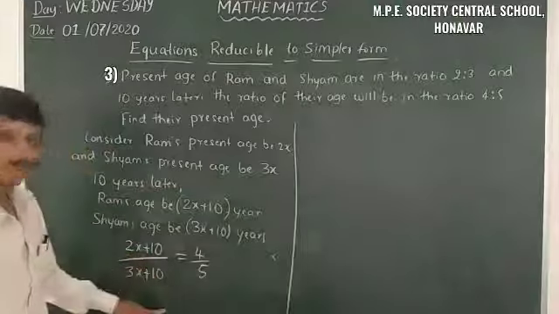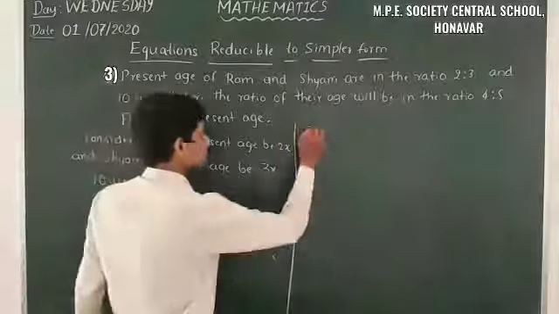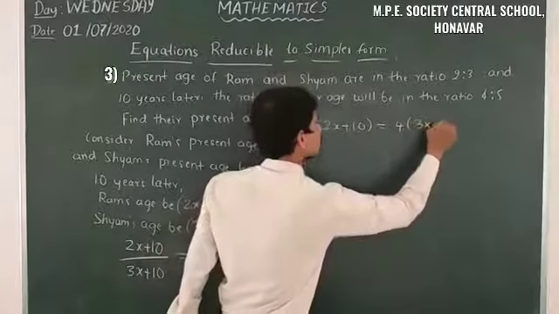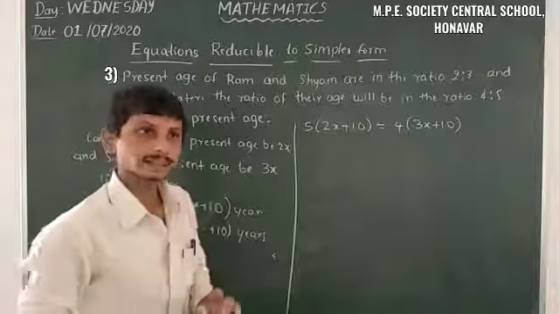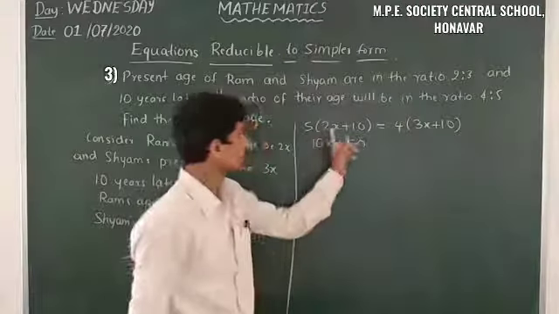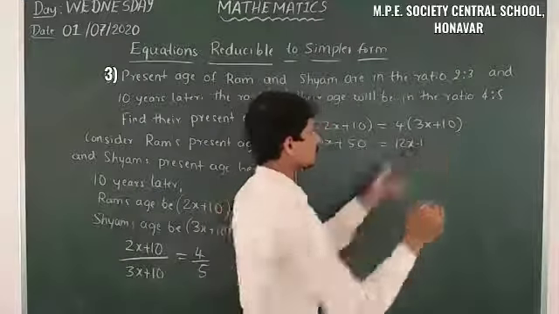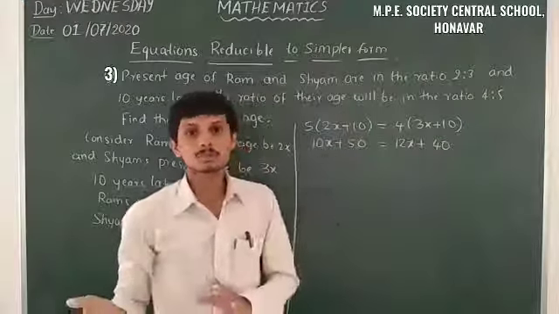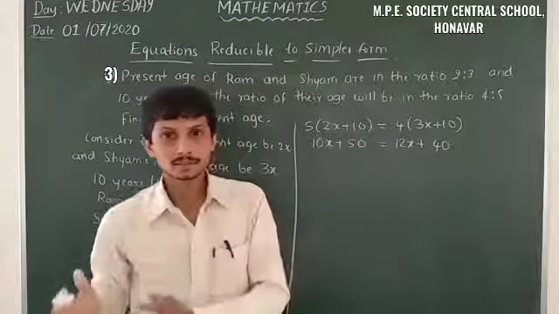So after cross multiplying, what we get: 5 into (2x + 10) is equal to 4 into (3x + 10). We have to solve this equation and find the x value. That is 10x + 50, 5 into 2 is 10, 5 into 10 is 50, is equal to 4 into 3, 12x, plus 4 into 10, 40. So it is a linear equation with variables on both sides. We have to convert it into a linear equation on one side and a number on the other side.